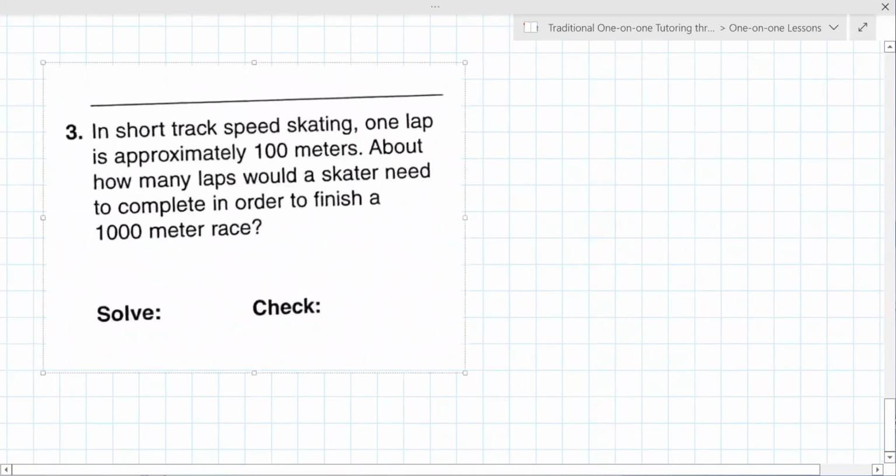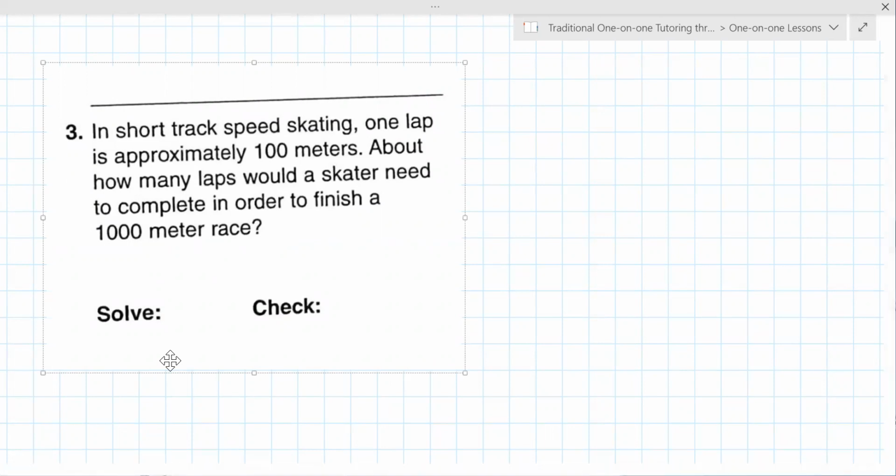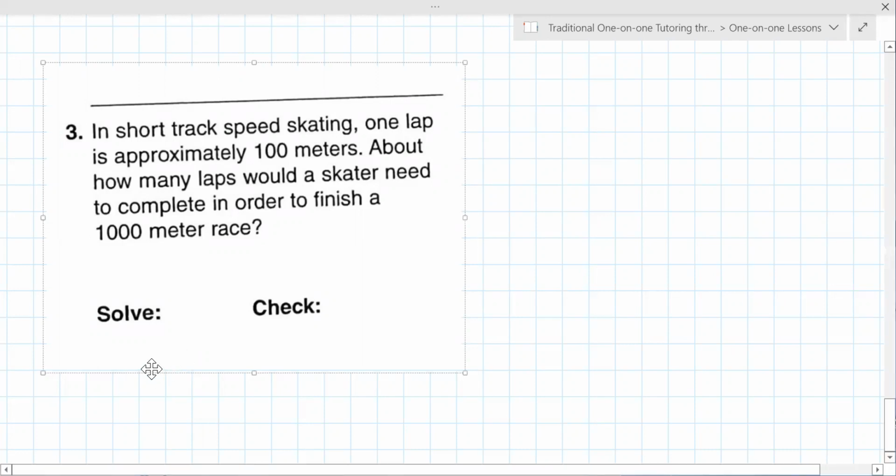In short track speed skating, 1 lap is approximately 100 meters. About how many laps would a skater need to complete in order to finish a 1,000 meter race? Okay, so any idea what the equation might be for that? It is a multiplication or division option. Like, how many laps would you need?